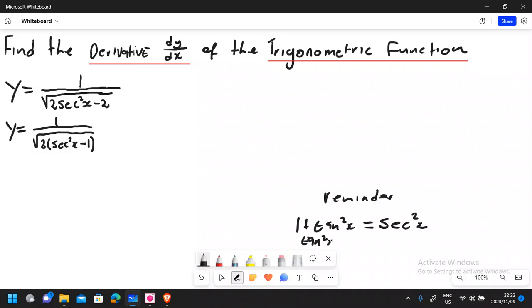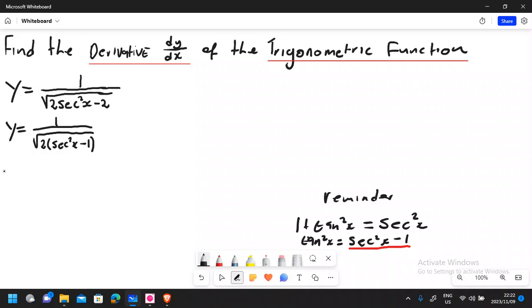Now if we make tan squared x the subject of the formula, we transpose this one to the other side. You're going to have sec squared x, then since we transpose this one, it changes into minus. Now if you look at this, guys, we have sec squared x minus 1, which is the same as tan squared x, meaning now we can substitute that sec squared x minus 1 with tan squared x.